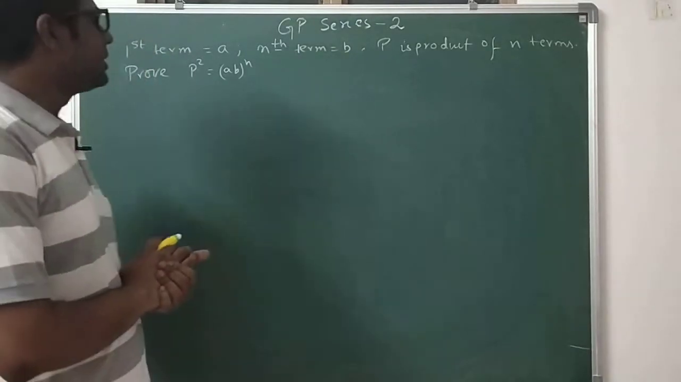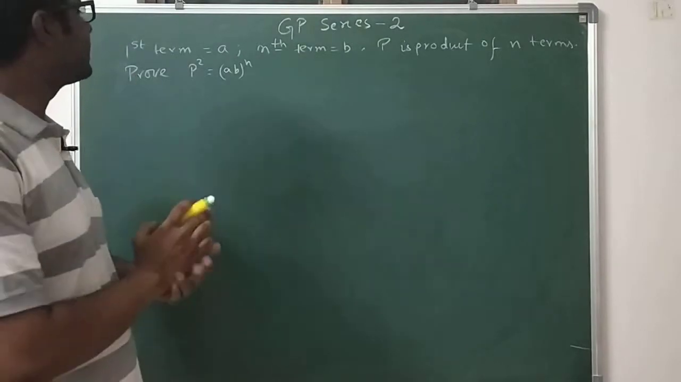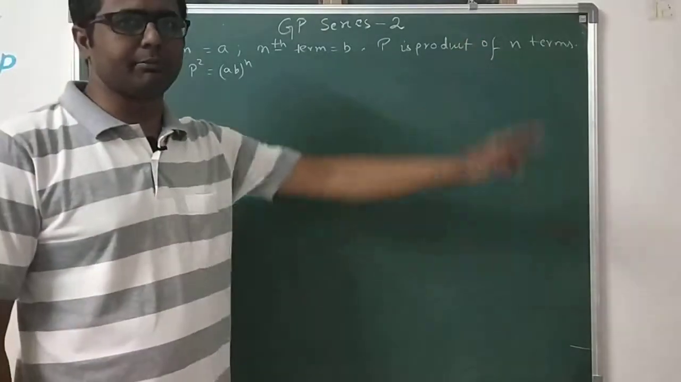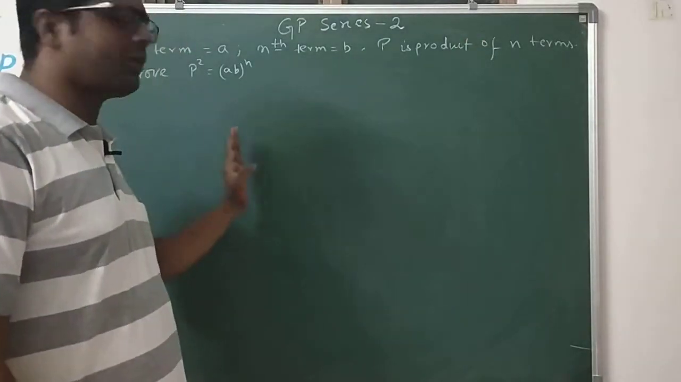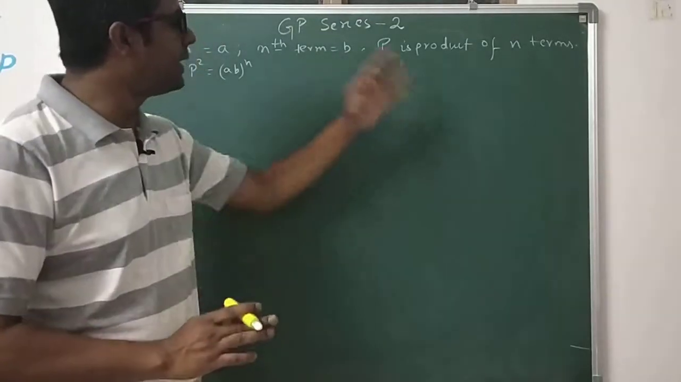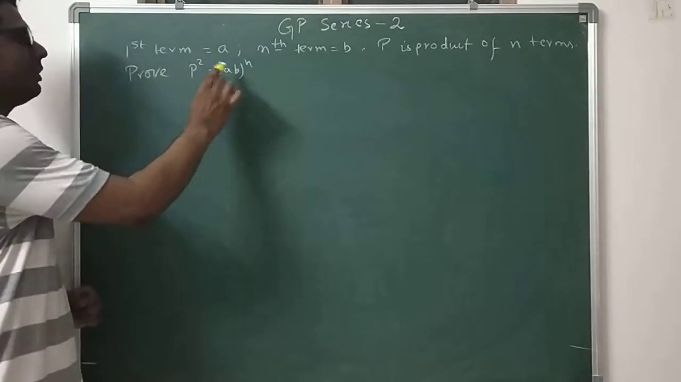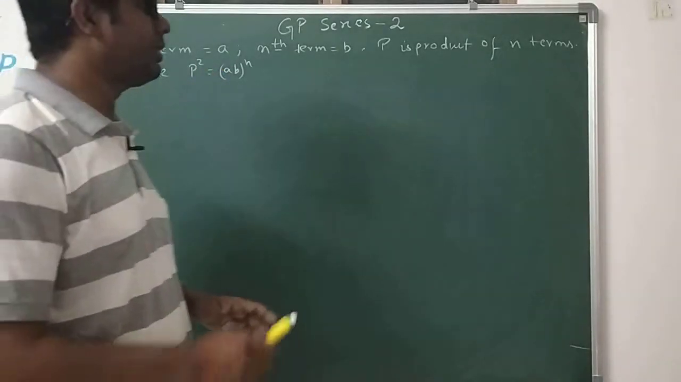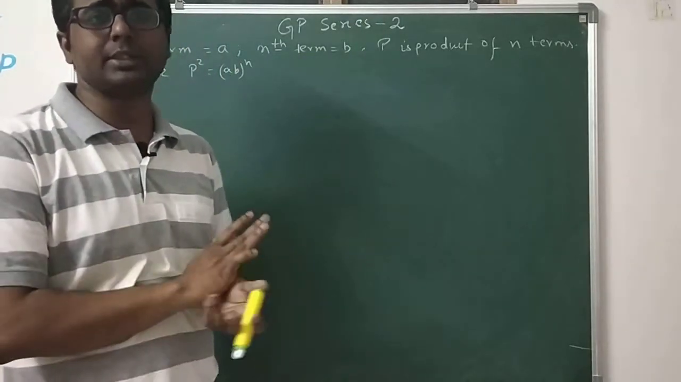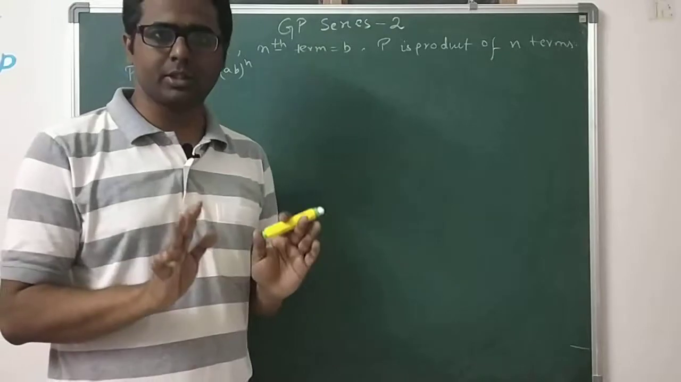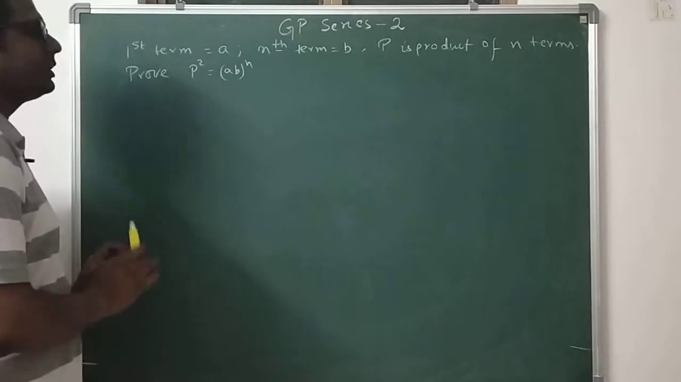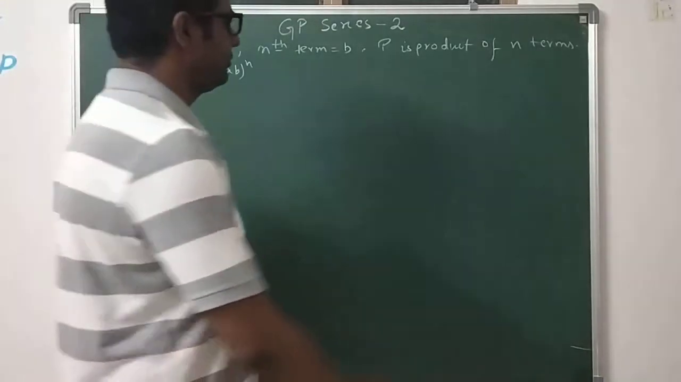Our first problem in this series is: the first term is given as A, the nth term is B, and P is the product of n terms. So whatever the terms are, A1, A2, A3, A4 up to An, the product of all these terms is P. Now we have to prove P squared is equal to (AB) to the power n. Remember, whatever problems are given are not tough, and somebody has done this problem. So do not get afraid.